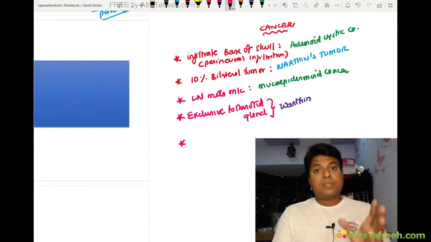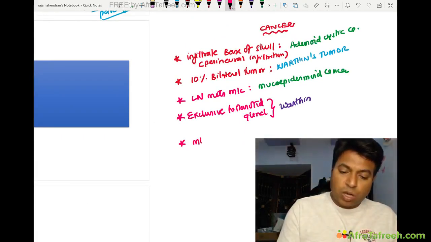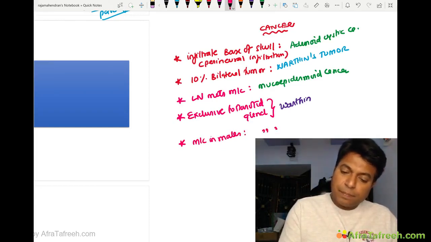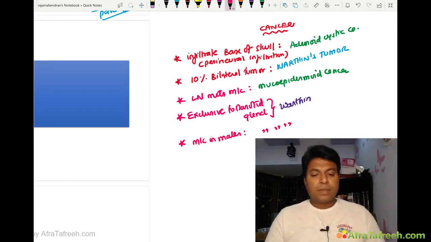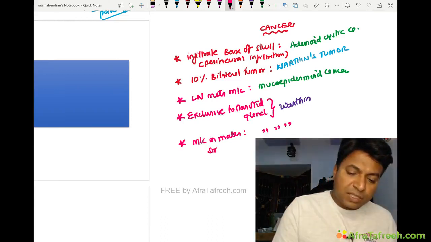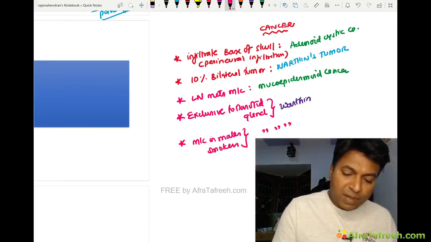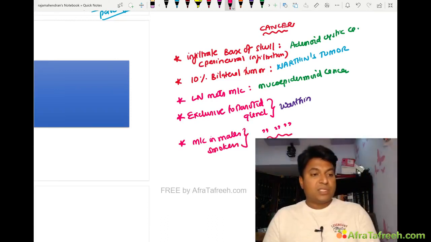All salivary gland tumors are common in females. The one which is most common in males is again Warthin's. So most common in males and smokers is Warthin's tumor. So please remember, you should be thorough with the Warthin's tumor.